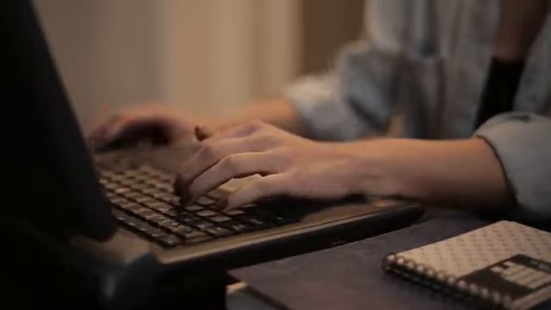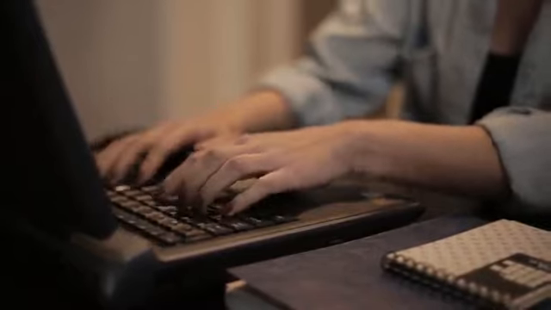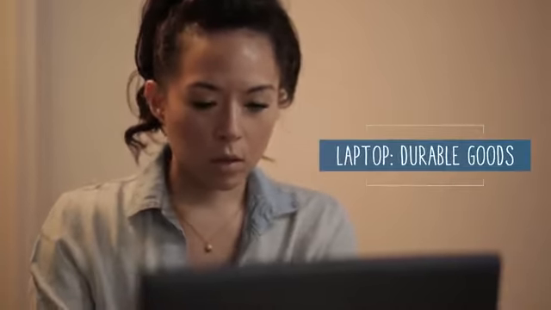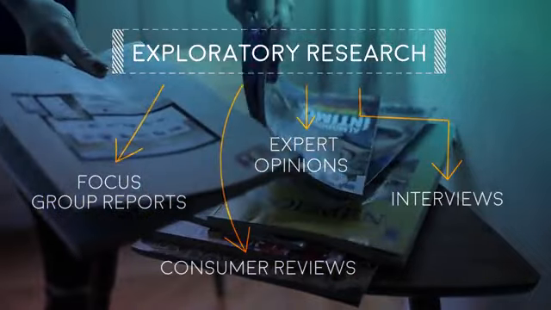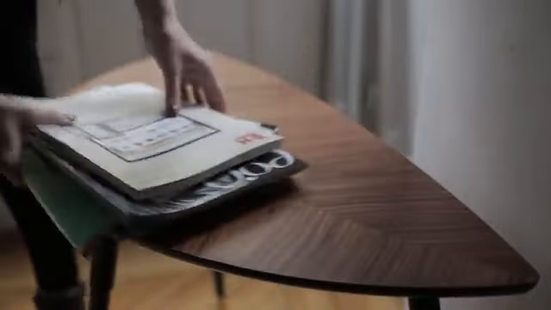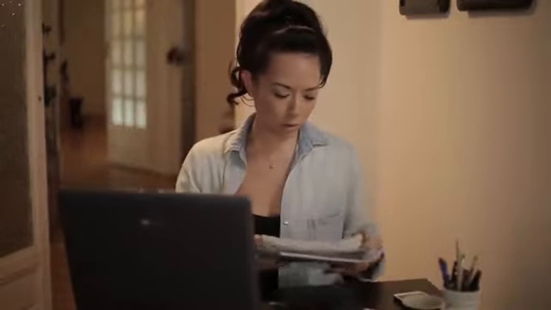The first type of marketing data she is going to look at is called exploratory research. Under exploratory research, Tiffany is going to look at things like consumer reports from the company, or maybe their brochures, opinions from experts or reviews from consumers, or maybe focus group reports. So these are the main types of exploratory research which Tiffany is going to consider when she buys a laptop.